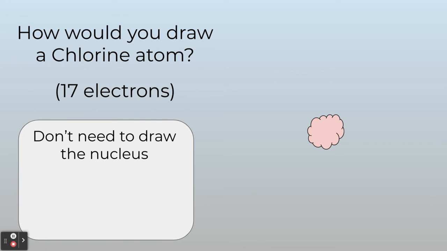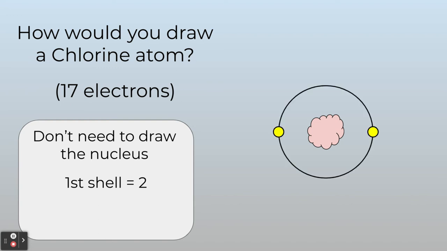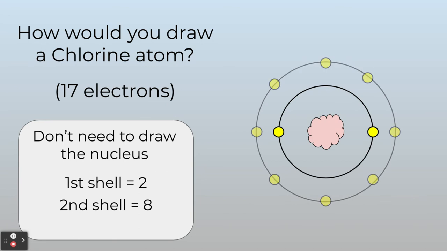So if I told you a chlorine atom has 17 electrons, what would you do first? You would go to the first shell, and you'd say, well, I know that first shell can hold only 2 electrons. So you'd draw 2 electrons, and then you'd say, well, I need to go to the next shell because I can't fit 17 electrons in this first one. So you know the second shell can hold up to 8. So you could go ahead and draw 8 electrons in there.